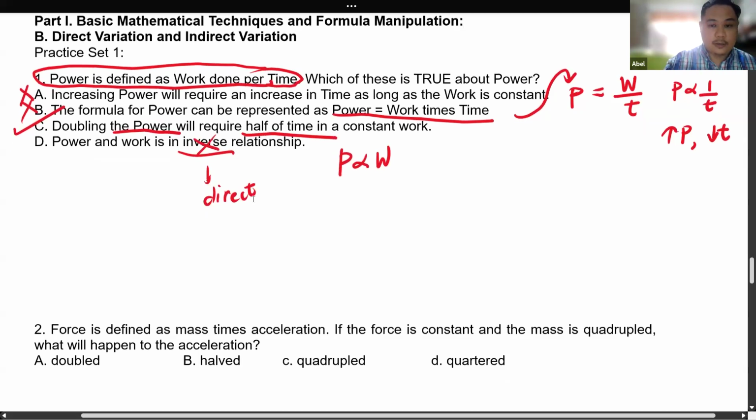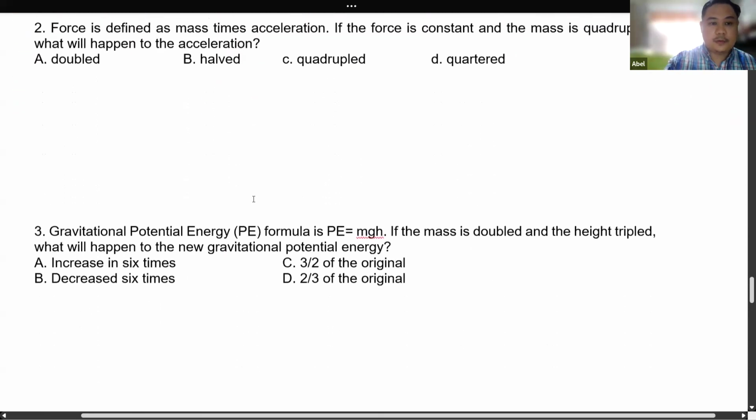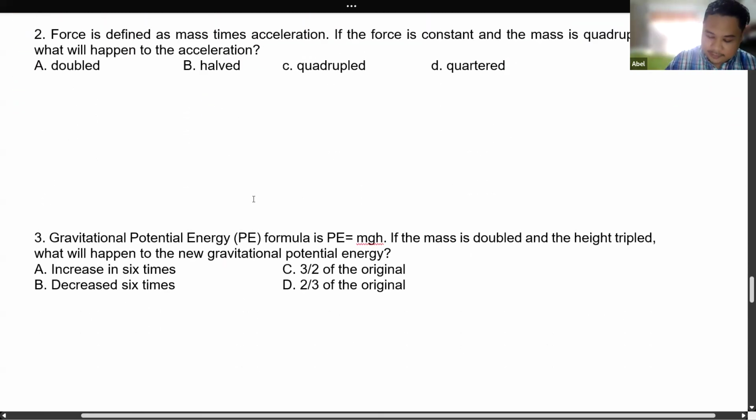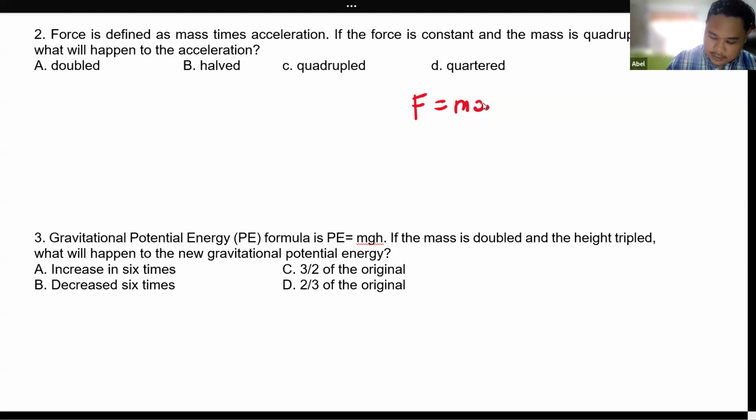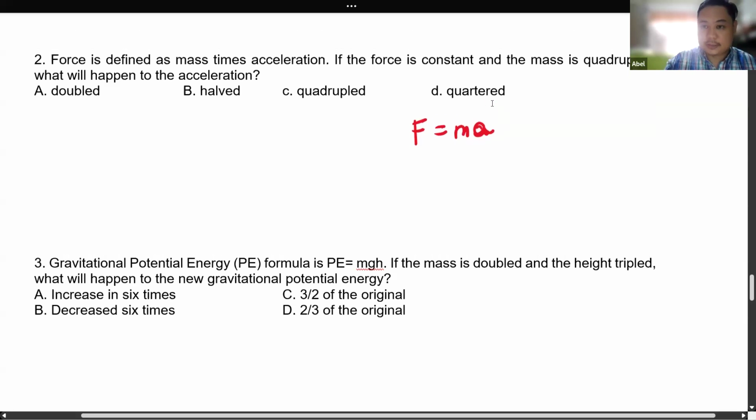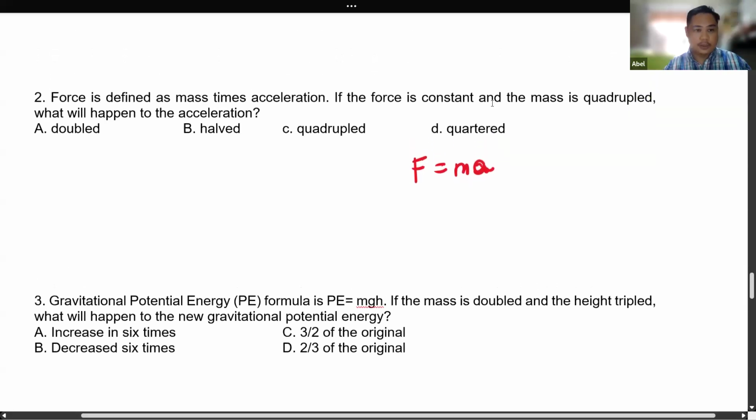Now, how about number two? Force is defined as mass times acceleration. See here, force is defined as mass times acceleration. That would now be the formula. If the force is constant and the mass is quadrupled, what will happen to the acceleration?